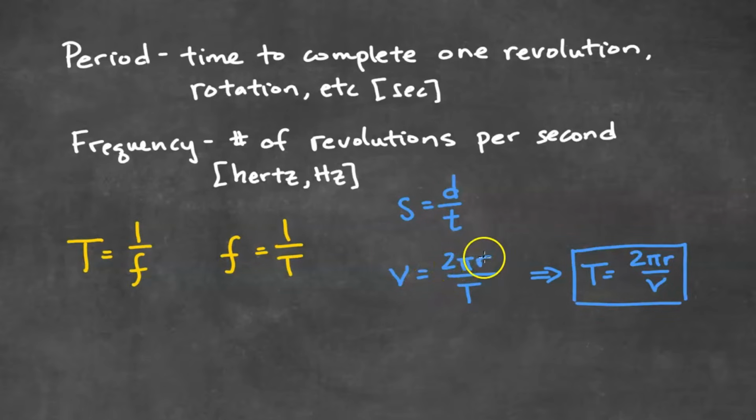So that's the circumference, which is the distance around a circle, 2 pi r, divided by capital T, which is the period. So using s equals d over t, we can rewrite it for an object going in a circle. To find its speed, it's just the circumference divided by the period, the time to make one complete circle. And we can rearrange it to solve for the period, which would be 2 pi r over v.